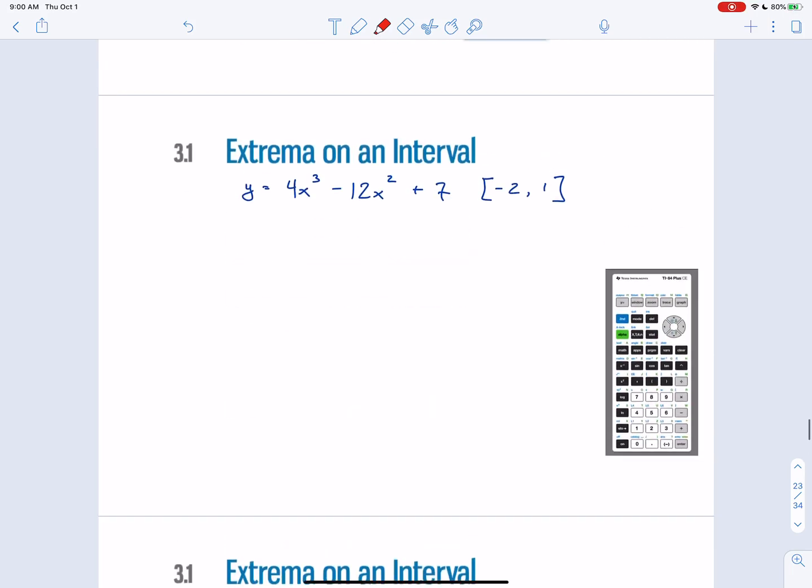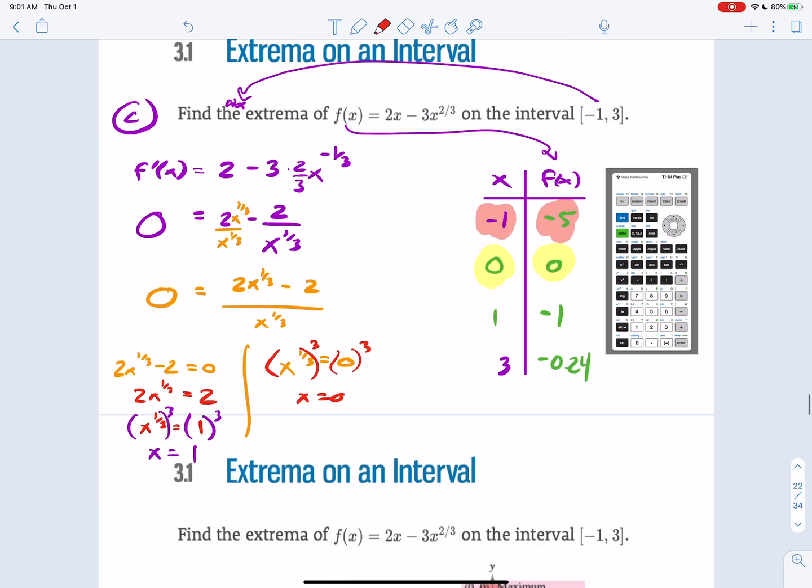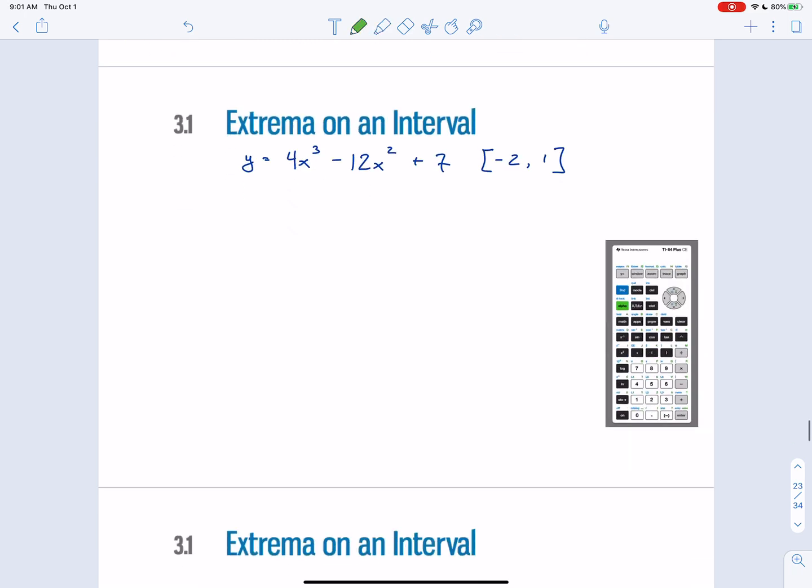This is my last one. Yay. All right, here we go. Part D. Try this one here. And press play when you're all done or if you need help.